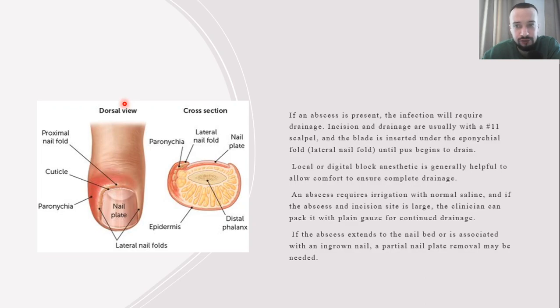An abscess requires irrigation with normal saline, and if the abscess and incision site is large, the clinician can pack it with plain gauze for continued drainage. If the abscess extends to the nail bed or is associated with an ingrown nail, a partial nail plate removal may be needed. More often, I don't do the cutting in the skin; I always do the small partial nail removal of this part. I will give the links to the video of my work in the comments.